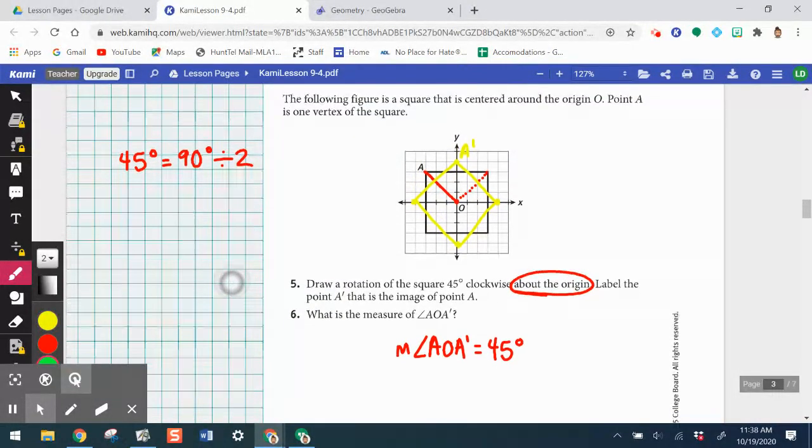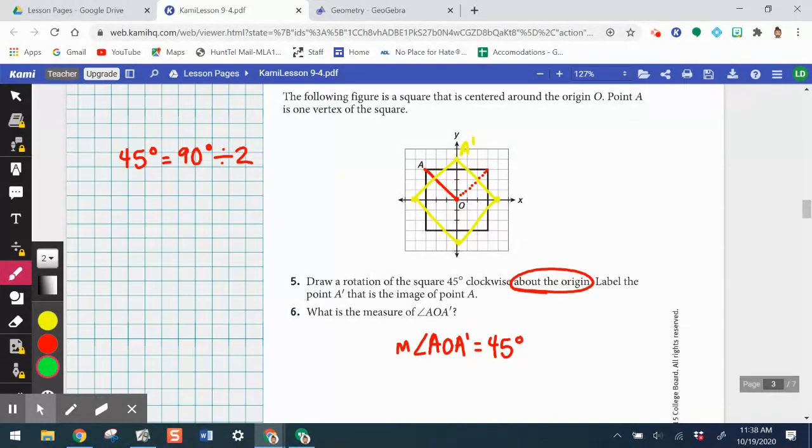Okay, so we were actually asked to draw a rotation of the square 45 degrees clockwise, and that is important here because it tells us specifically where A will map to. Clockwise about the origin, and label the point A prime that is the image of point A. So I wrote this note over here, pretty basic. 45 degrees is half of 90 degrees. So we've really been just studying 90-degree increments: 90, 180, 270, 360. And so this book took the opportunity to explain what happens when it is half of 90 degrees.